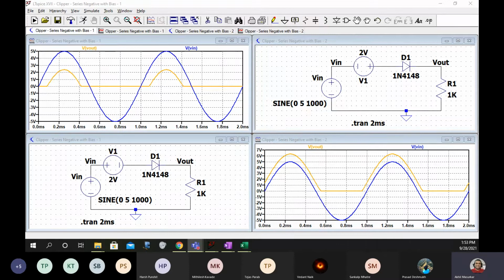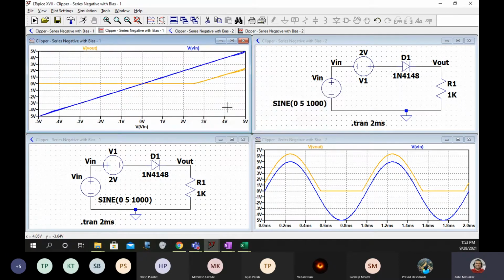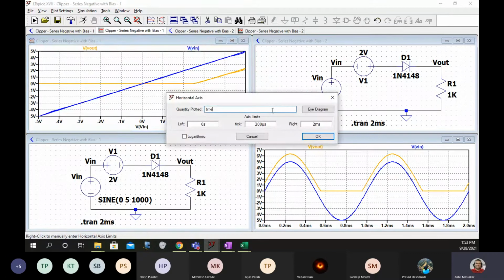Okay, Sankalp, good. Try to go in for the V in V out characteristics. Mithilesh, go ahead for V in V out characteristics. Harsh also, come on. So now see here what I am doing. How to convert this time axis? On X I want V in. So I am writing here V of.